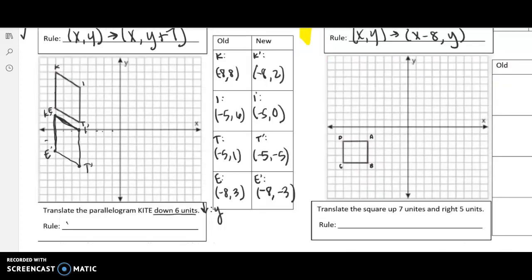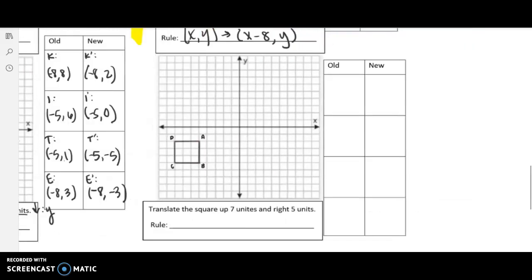Alright, so this is my new figure. And you can tell that because I use my primes. Make sure that you do that on yours. So when I'm writing my rule, I have xy goes to, and it said down 6, so that affects my y. So my x's should have stayed the same, and my y, I'm subtracting 6 from it. So you can check my x's are all the same, sorry, and my y's are minus 6. 8 minus 6 is 2, 6 minus 6 is 0, 1 minus 6 is negative 5, 3 minus 6 is negative 3. So I know that my rule and my new image are correct.